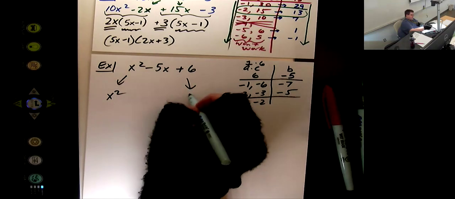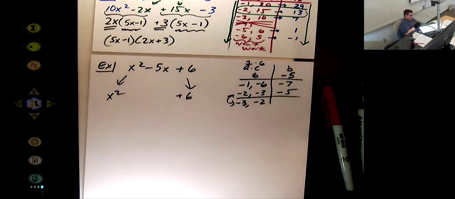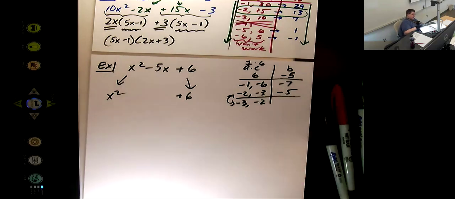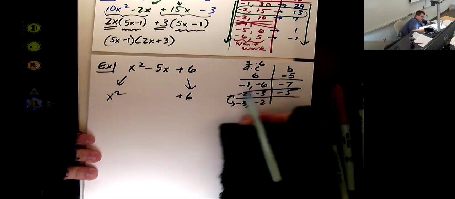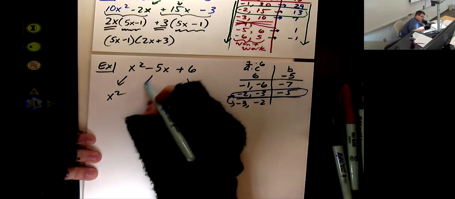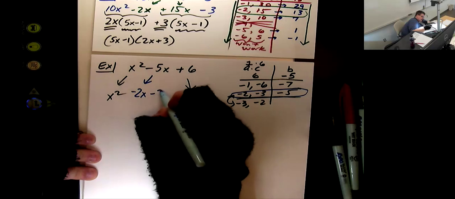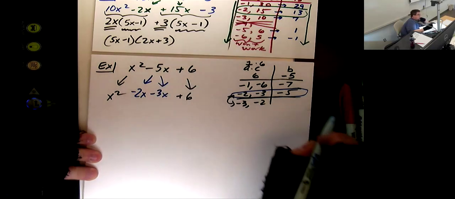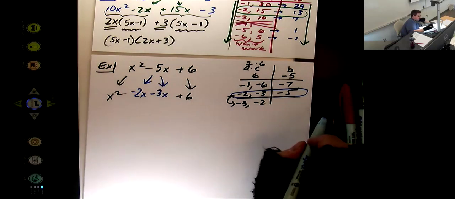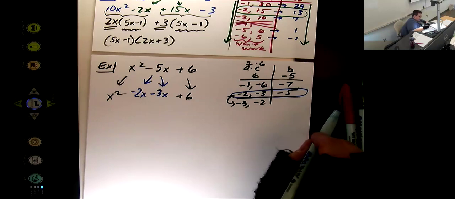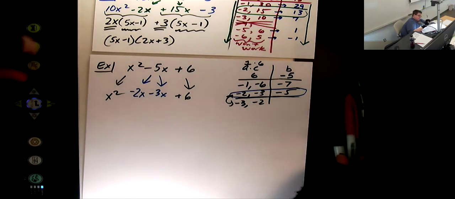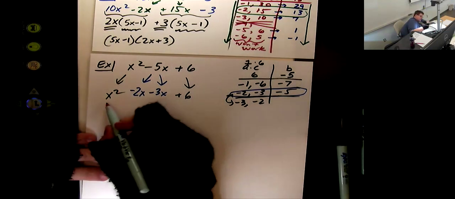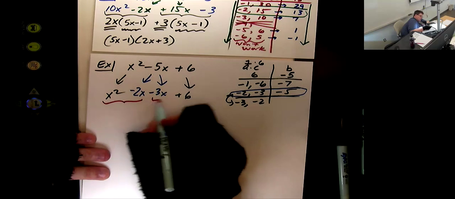So I'm gonna do the grouping again. Even though there's a shortcut, I want to do the grouping to show you the shortcut. So this tells us our factors. We have -5x becomes -2x and -3x. And then we're gonna group them up again. Group.